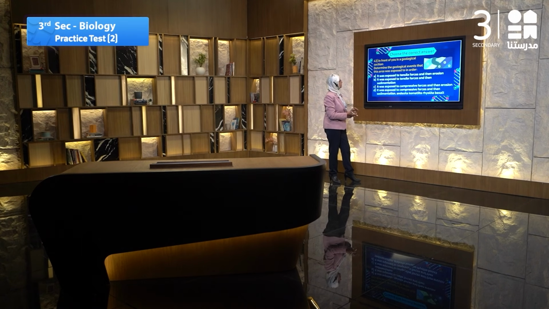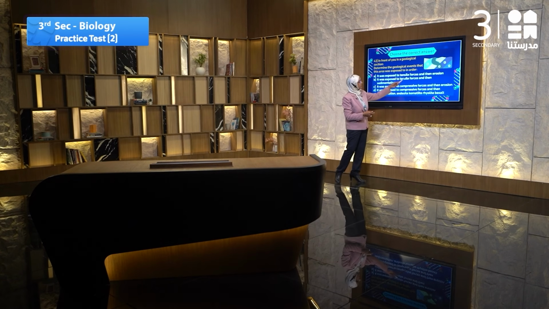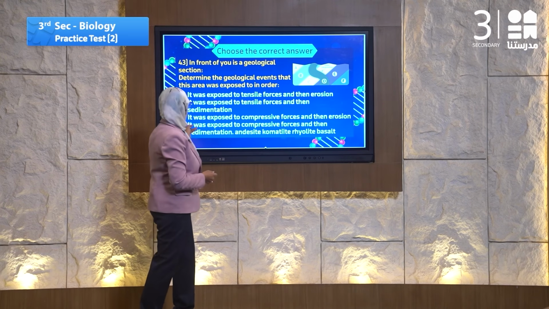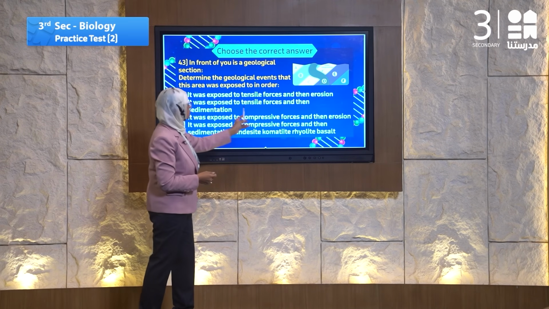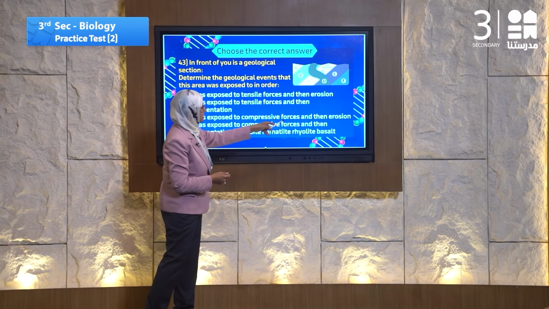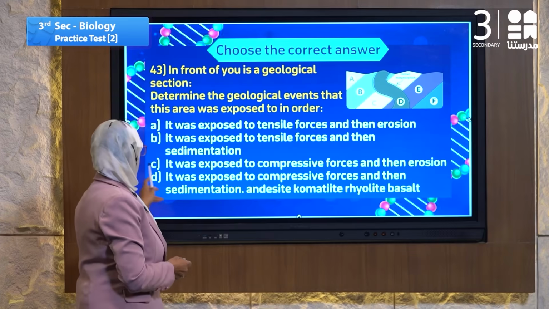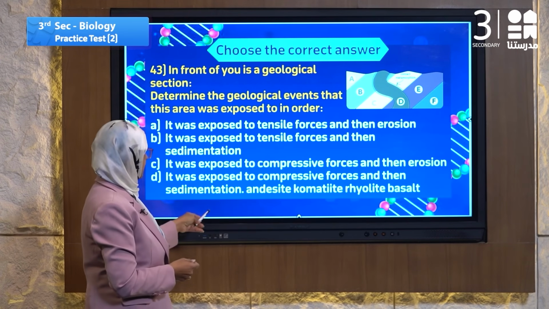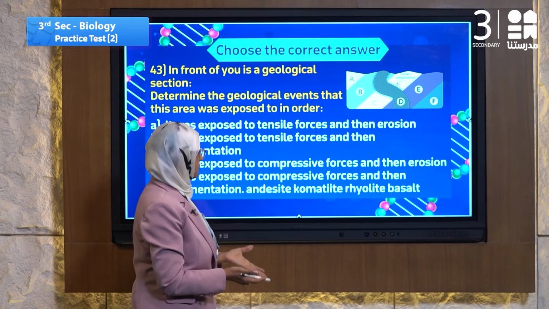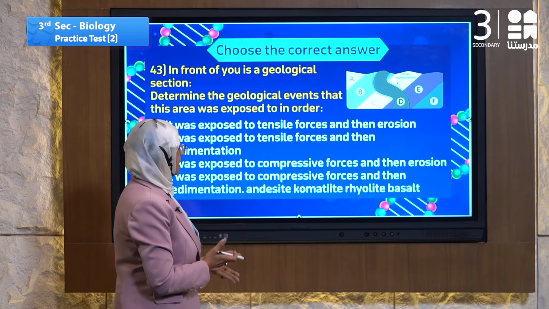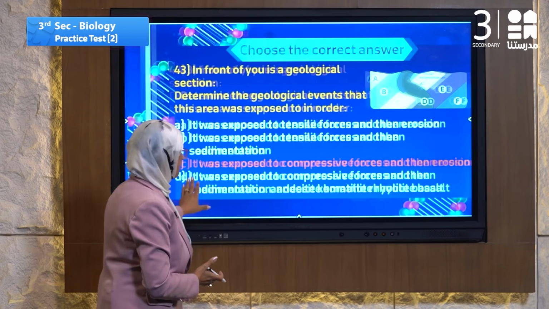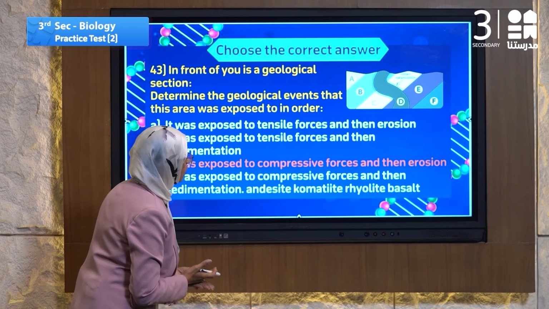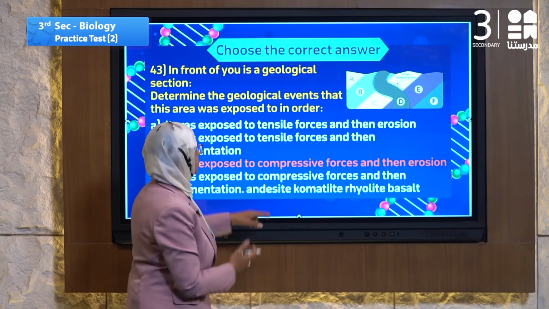A, it was exposed to tensile forces and then erosion. It was exposed to tensile forces and then sedimentation. It was exposed to compressive forces and then erosion. It was exposed to compressive forces and then sedimentation. Andesite, rhyolite, basalt. So the answer is C. It was exposed to compressive forces and then erosion.